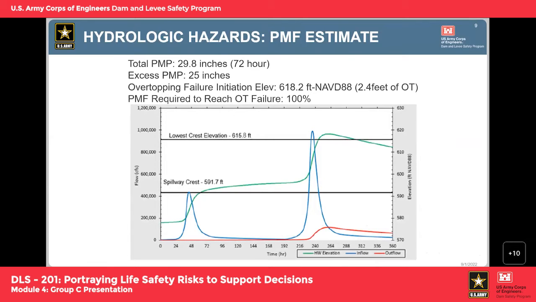To develop the updated PMF, HMR 51/52 was used to determine the probable maximum precipitation for the dam. A site-specific PMP study was also performed, which indicated a PMP smaller than HMR 51/52, but current guidance says to use HMR 51/52, so that's what was used, which indicated a 72-hour PMP of 29.8 inches. The PMP of 29.8 inches is a significant increase from the original spillway design flood. It's about 40% larger. The original spillway design flood developed in 1946 had a PMP of 21.5 inches.